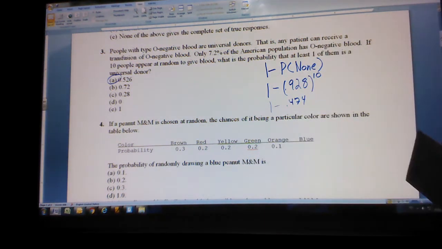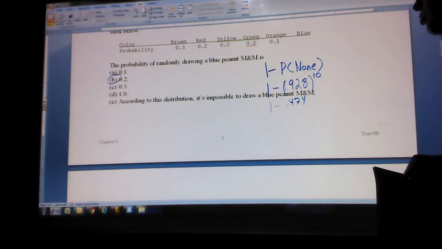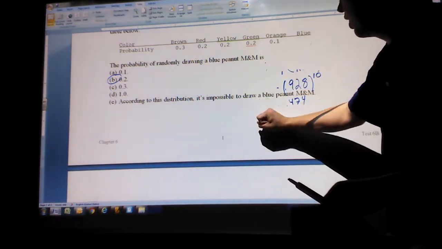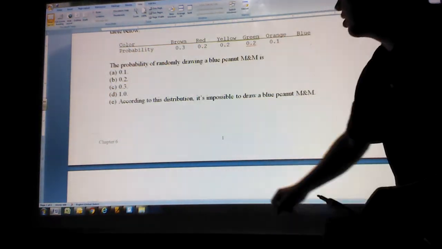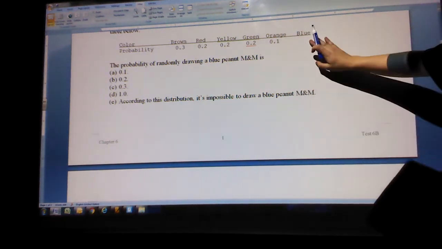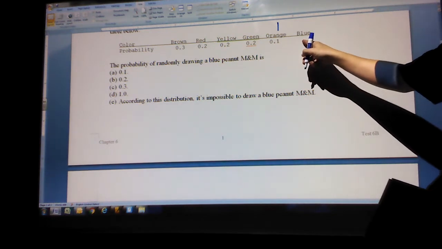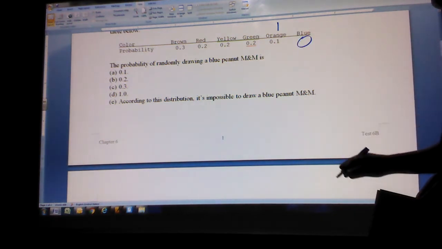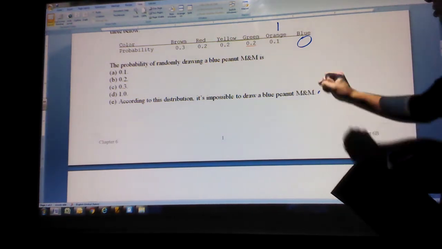D. D is pretty simple. You add all those probabilities together and see what you have left. Brown plus red plus yellow plus green plus orange. If I add all those together, that equals 1. So how much is blue? 0. Correct answer is E.